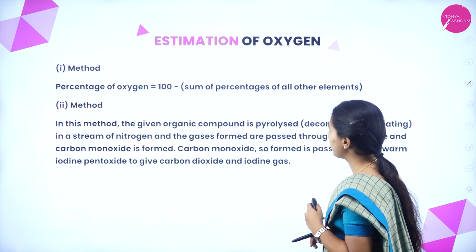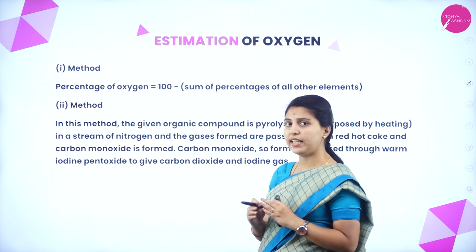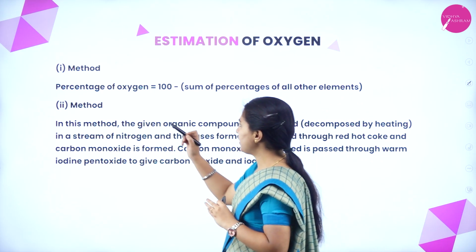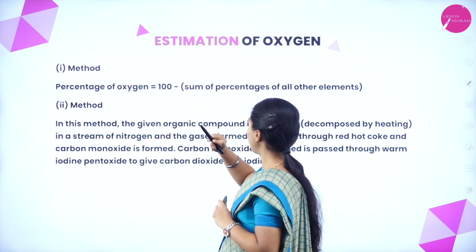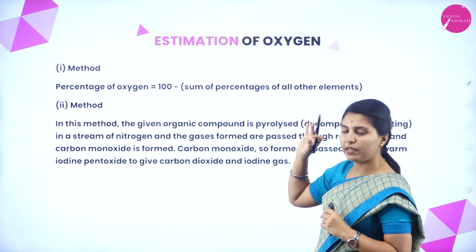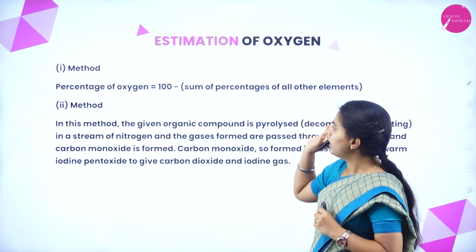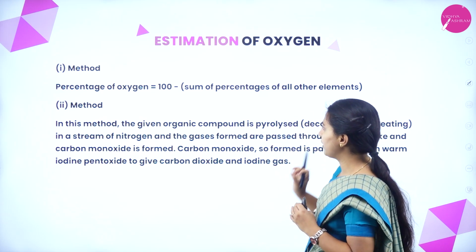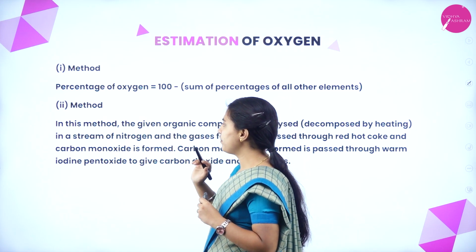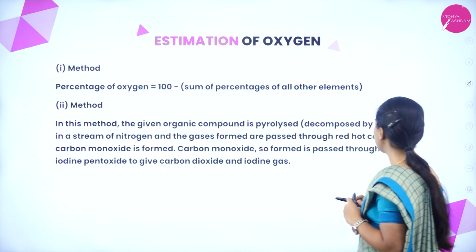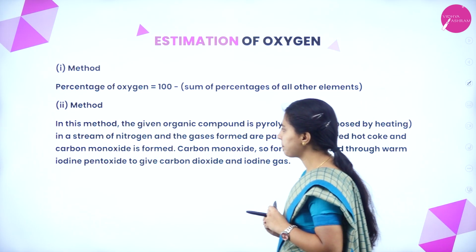Next one is the estimation of oxygen. This is the extra information. Method: the percentage of oxygen is 100 minus the sum of percentages of all the other elements. Whatever other elements are present in the compound, the percentage of oxygen is 100 minus the sum of their percentages.